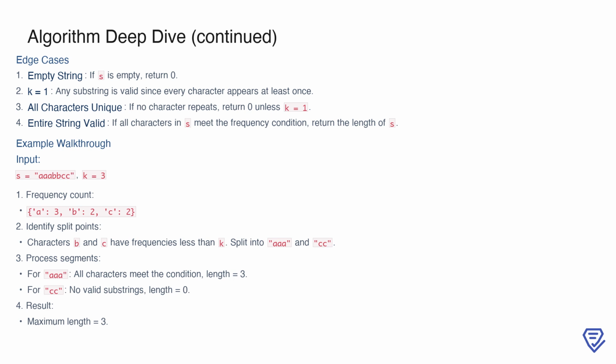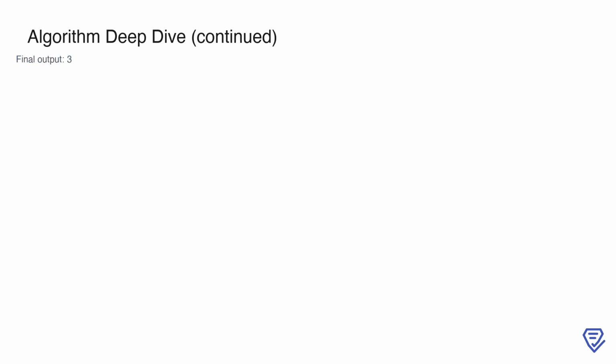Since B and C fail the condition, we split the string into AAA and CC. Processing AAA reveals it is valid with a length of 3, while CC has no valid substrings. The result is the maximum length, which is 3. After processing all segments and combining the results, the final output for this example is 3. This represents the length of the longest substring in which every character appears at least k times.